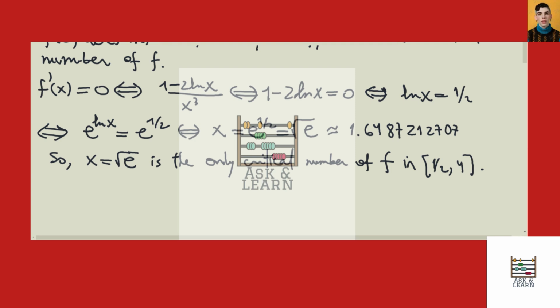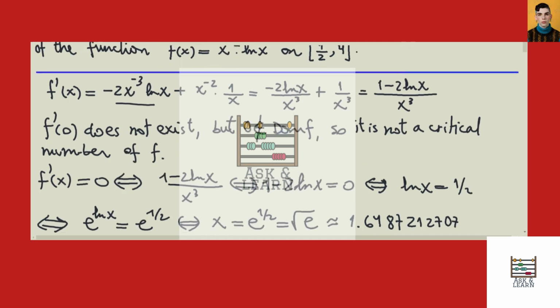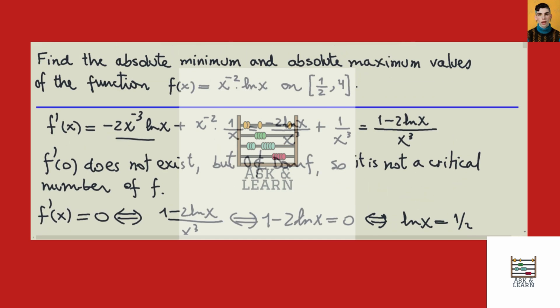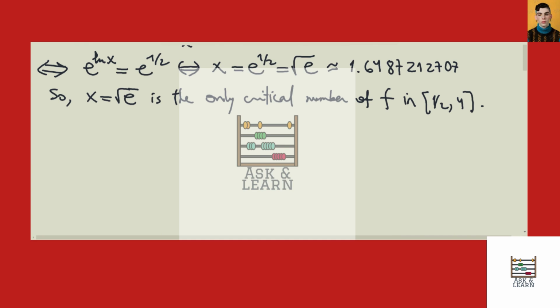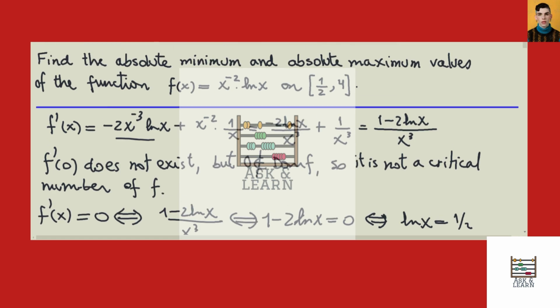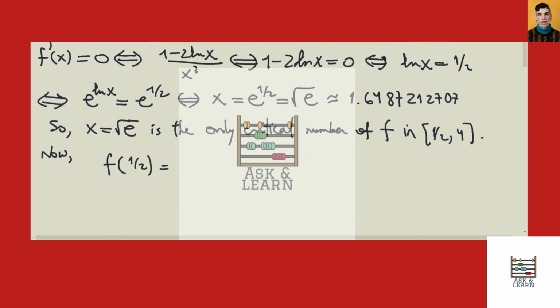Okay, so we have this, and now we can find the extreme values of the function by evaluating the function at this critical number and at the endpoints of the interval, that is 1/2 and 4. So what we have here is f at 1/2 is equal to x to the negative 2 times natural logarithm of x. That's the same as natural logarithm of 1/2 over 1/2 squared.